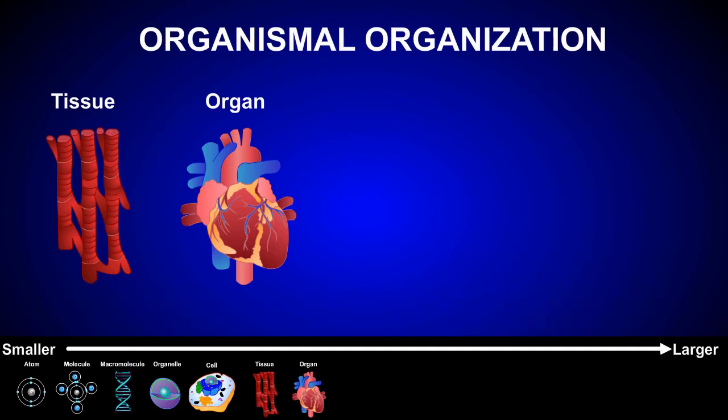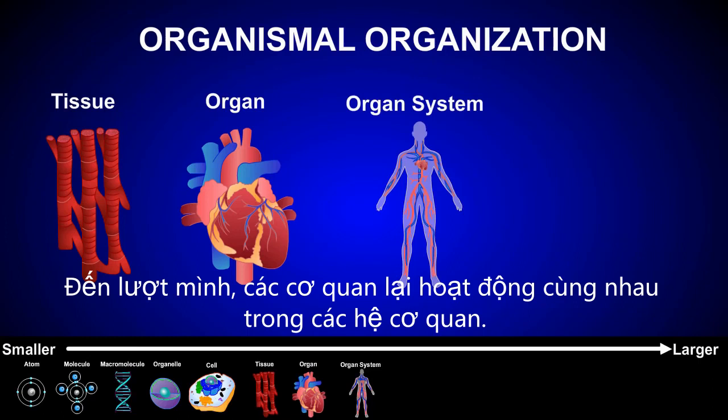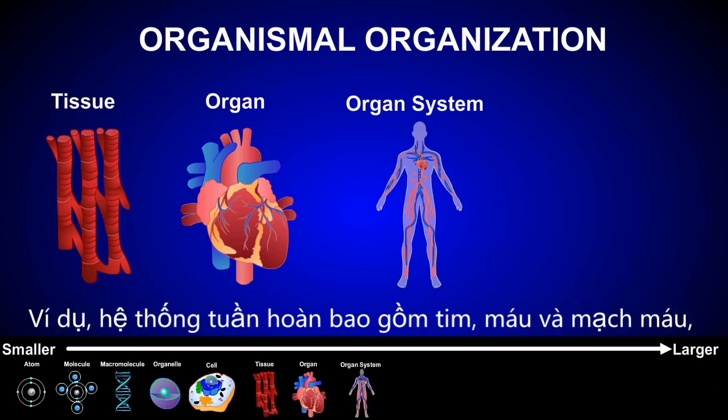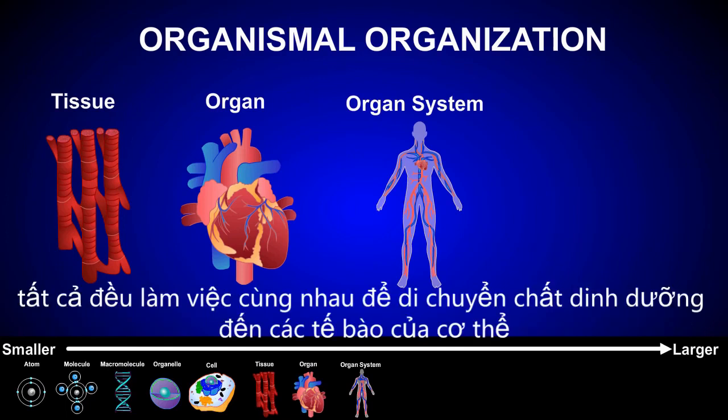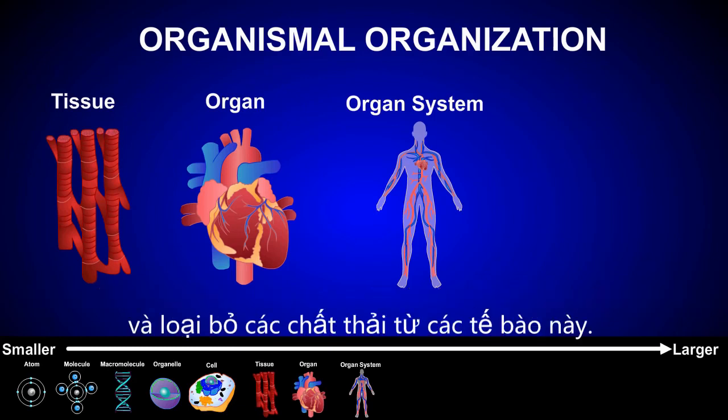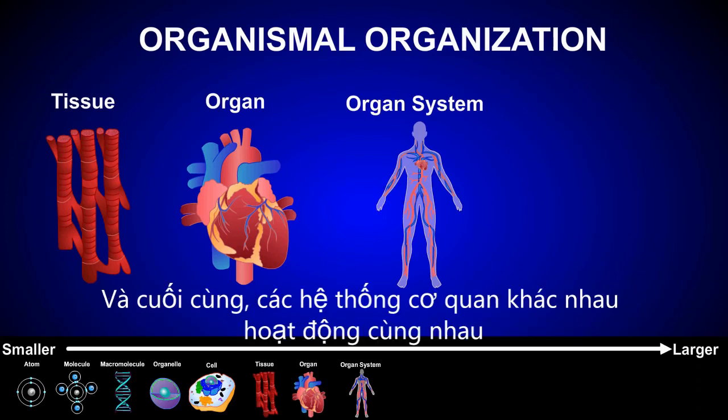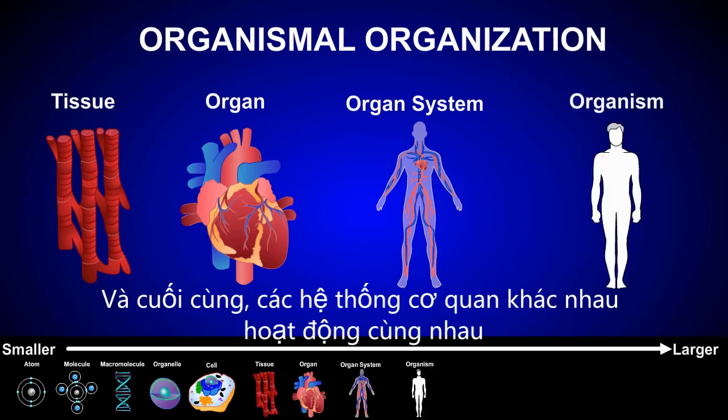Organs, in turn, work together in organ systems. The circulatory system, for example, consists of the heart, blood, and blood vessels that all work together to move nutrients to the cells of the body and remove waste materials from these same cells. And finally, various organ systems work together to form a complex organism, such as a human.